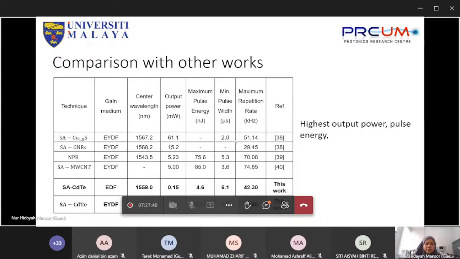And previously we can see that the output power of the Q-switch in the EYDF is around 5 to 1560 milliwatts at the highest, and our work has the highest output power of 70 milliwatts.